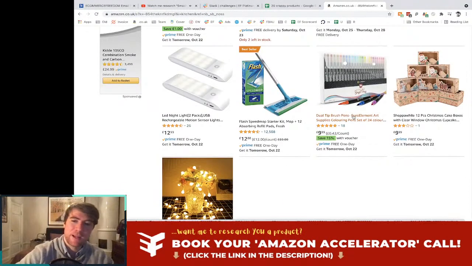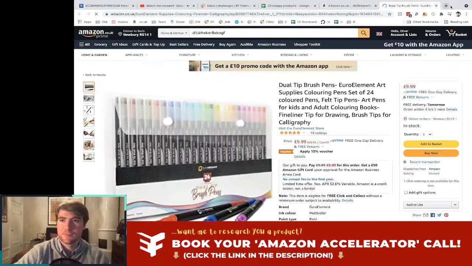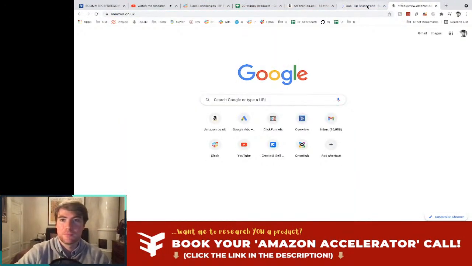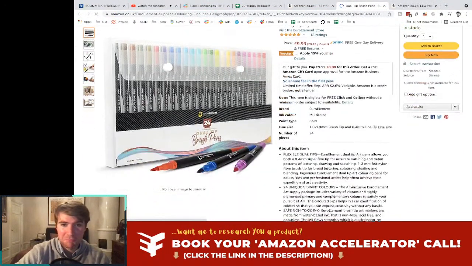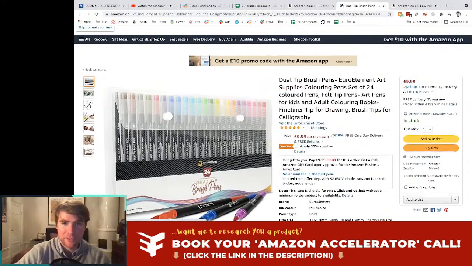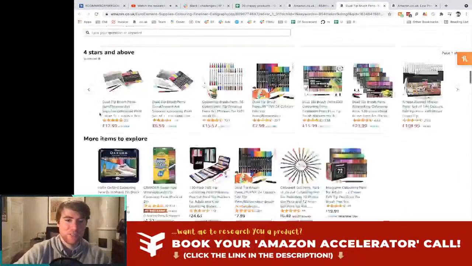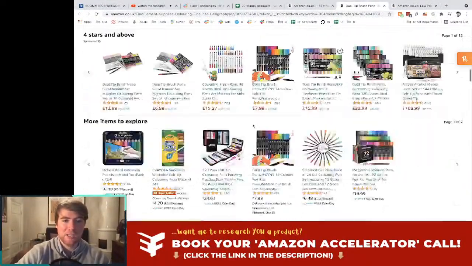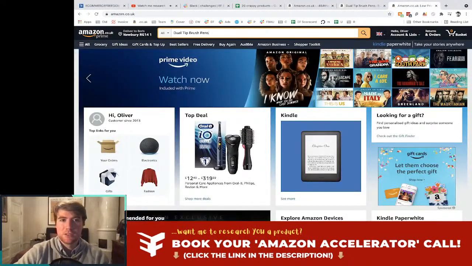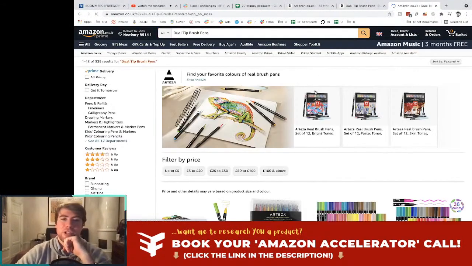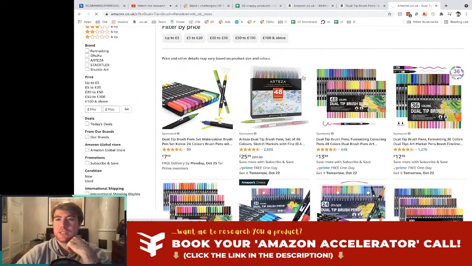Dual tip brush pens. Let's have a look at this niche. Is this a big brand? Don't think so, because it's Euro Element and I've never heard of that. Should be okay. What about the size, the dimensions? Looks okay. Generic keyword. Look at the niche.